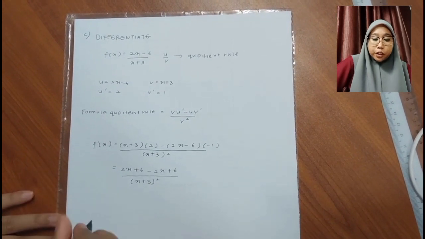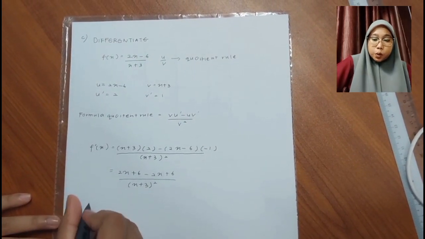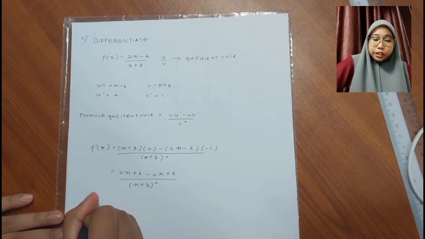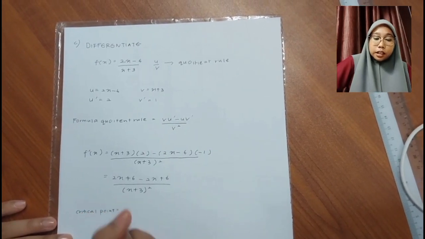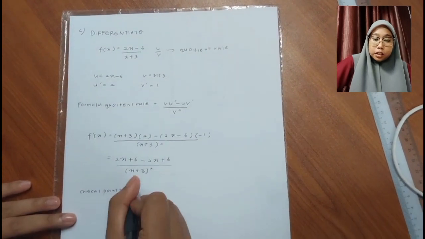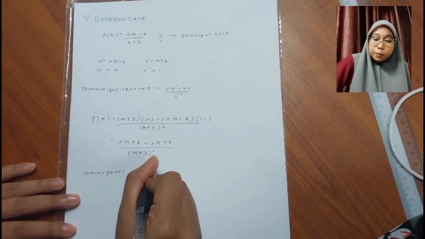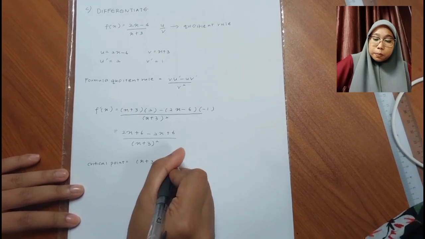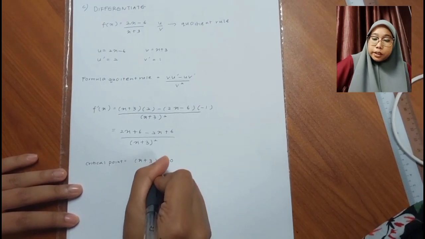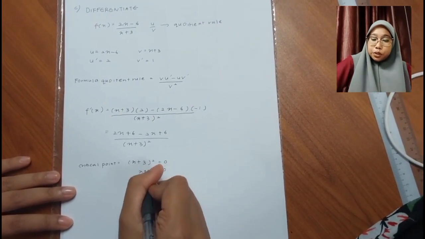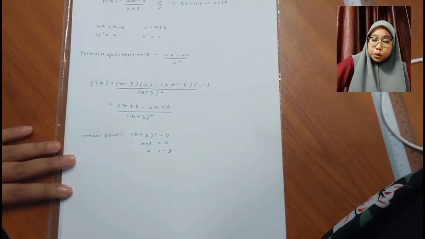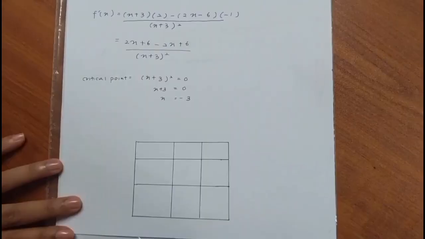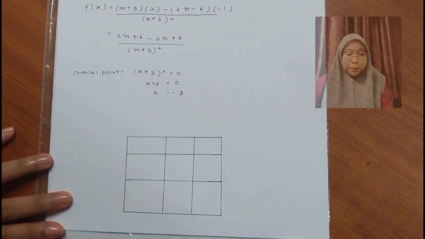Based on the f prime of x equation, we can find the critical point by using the denominator. Open bracket x plus 3 close bracket squared equals 0, so x plus 3 equals 0 and x equals minus 3. Now we proceed to the next part.